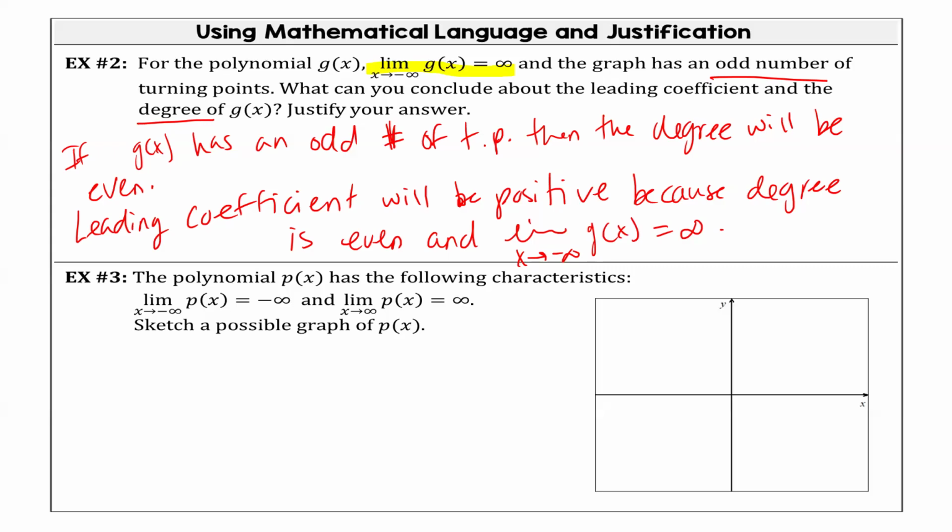So reading it, first off, is this going to be odd or even? Is it odd or even? Why is it odd? Exactly. Odd because my limits have opposite behaviors, right? So we know that we have to create an odd function.